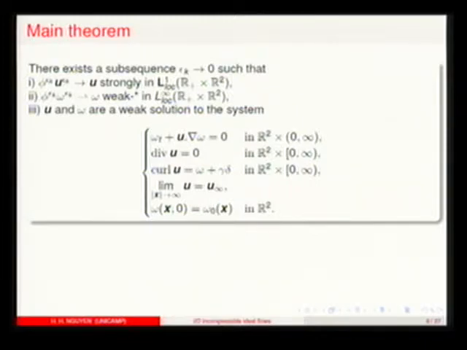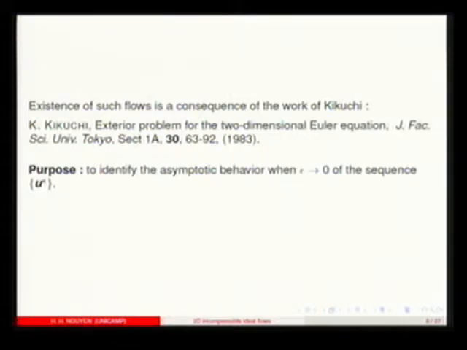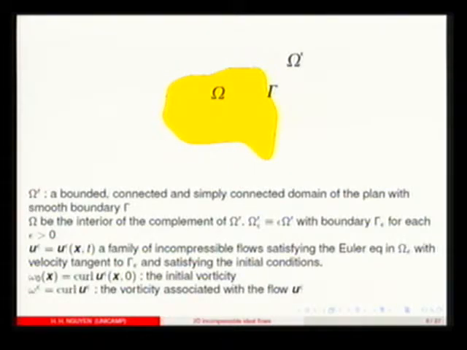Can I ask something about the basic setup? Is your yellow region a solid body, a fixed body? We choose it fixed. It's not movable. And as epsilon goes to 0, that body gets smaller and smaller? Yes, smaller. So in the limit it disappears?